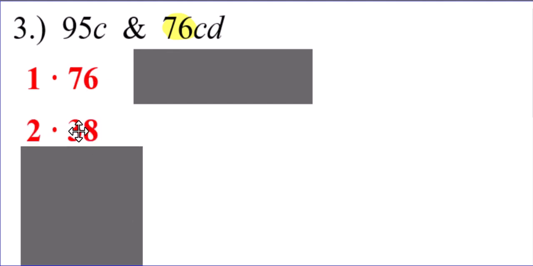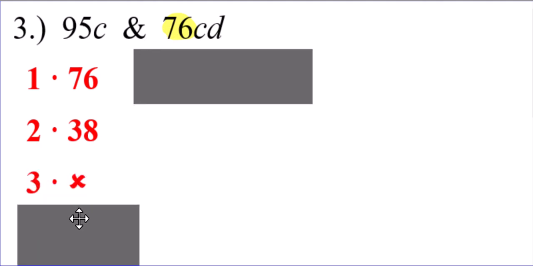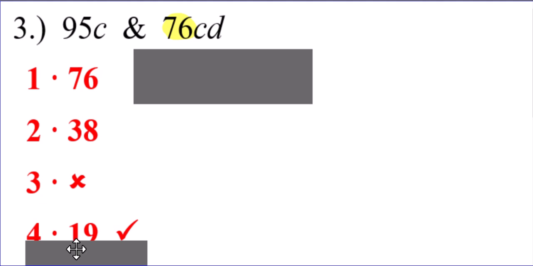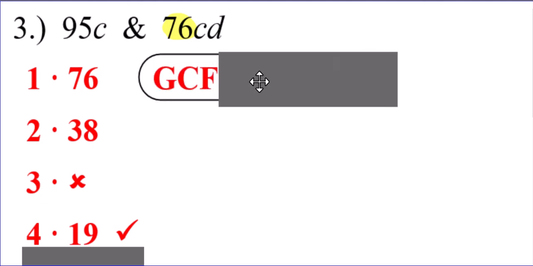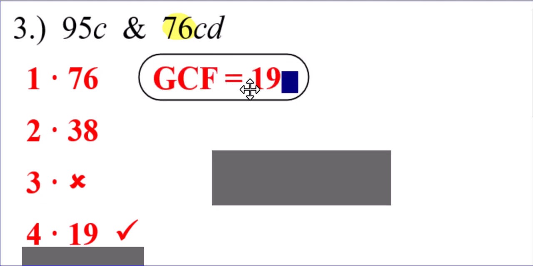All right, did you already try 3, 4, 5, and 6? I hope so, because here we go. Let's go over them. 1 times 76, but 76 was not a factor of 95. 2 times 38 makes 76, but 38 is not a factor of 95. 3 doesn't even work for 76 because you would get a decimal, so goodbye to that. 4 times 19, and yes, 19 did work as a factor of 95. So the GCF is 19.